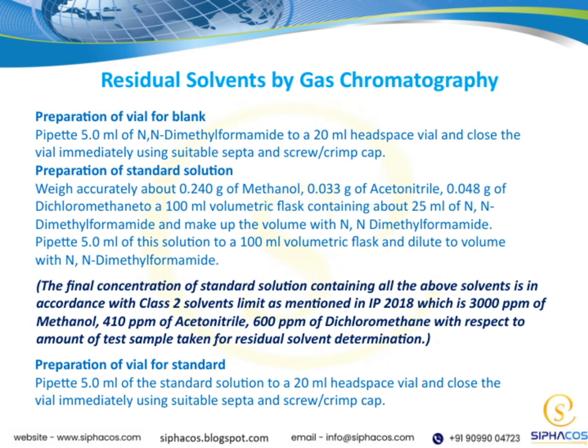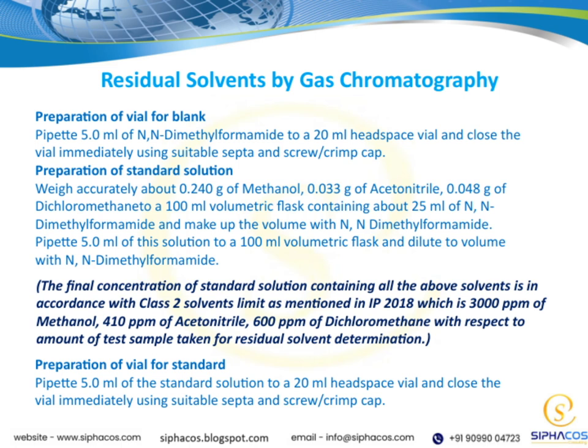Now, moving on to preparing the blank. We pipette 5 ml of N-dimethylformamide into another 20 ml headspace vial and close it immediately using the same type of septum and cap. This blank helps us account for any background contamination from the solvent itself during analysis.